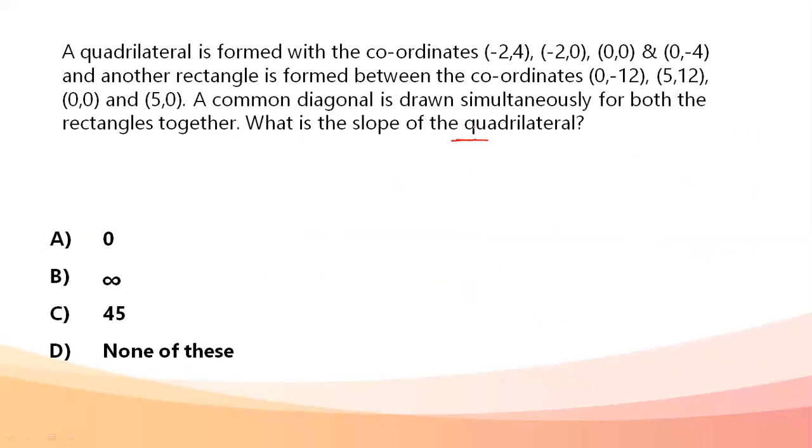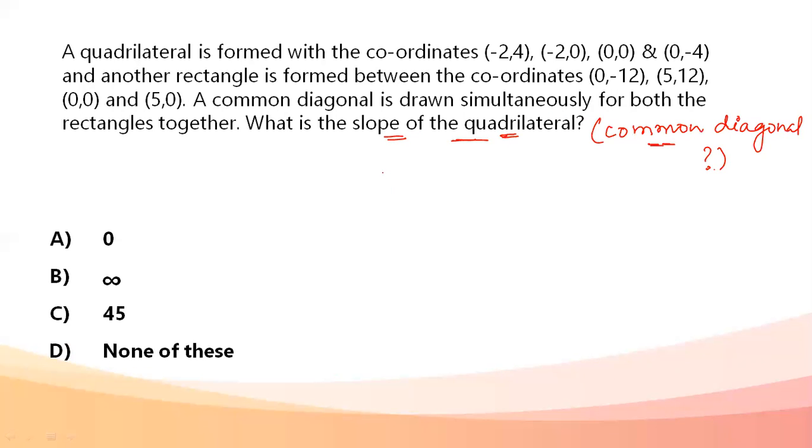Okay, now slope, we need to ask what is the slope of the quadrilateral. Basically what they're trying to ask is what is the slope of the quadrilateral. That means the common diagonal that is being talked about, what is that common diagonal? The common diagonal is what is the slope of the quadrilateral. A lot of students would get confused with this. Basically the slope of the quadrilateral is the common diagonal that is being talked about.